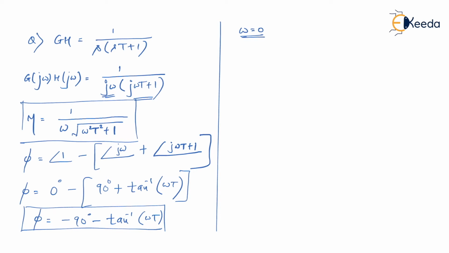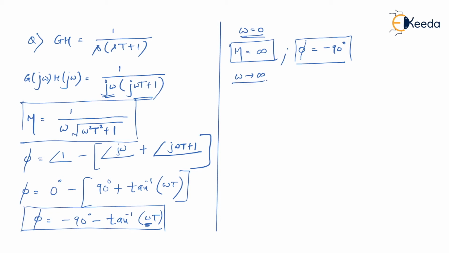When I substitute omega equal to 0, let us calculate it orally. Magnitude. Since the denominator becomes 0, magnitude becomes infinity. Secondly, what is the value of phase? Let's look at that. So phase value is minus 90 degree minus tan inverse of omega t. But since the omega has become 0, tan inverse of 0 is 0. So what is remaining is only constant, that is minus 90 degree.